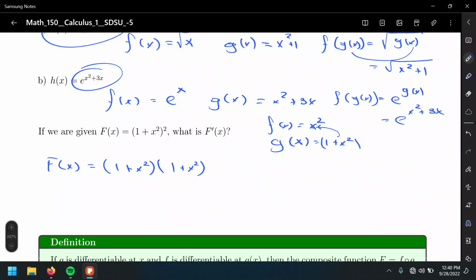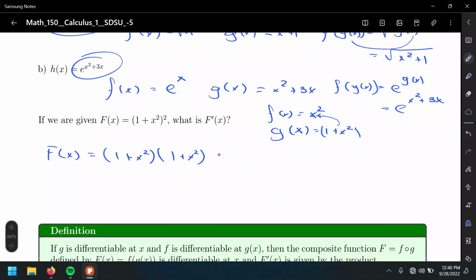If we had a 3, then we would multiply this 3 times. If we had a 4, we would multiply 4 times. But let's not get too crazy about it. So let's FOIL. 1 times 1 equals 1. 1 times x squared, that's x squared. x squared times 1, and x squared times itself. Combine like terms.